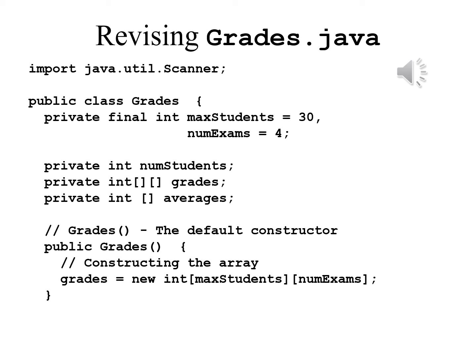Below this we will have private int numStudents, private int[][] grades for the 2-dimensional array, and private int[] averages for the 1-dimensional array. Here we will see also the default constructor, public Grades, and inside here we will set grades equal to new int[MAX_STUDENTS][NUM_EXAMS], and in this way we have the array ready to go.